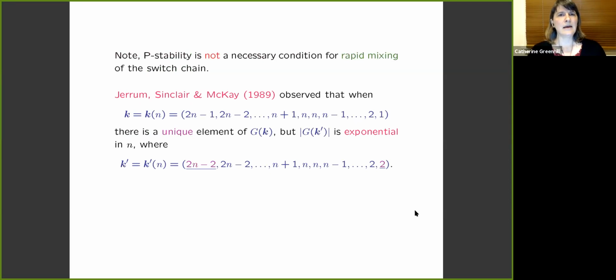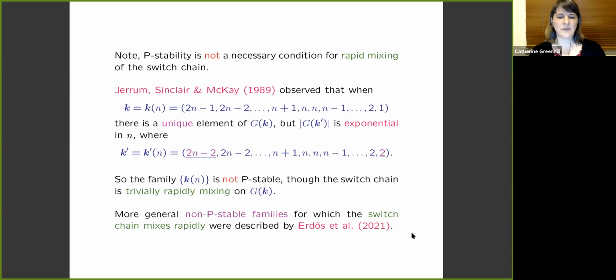Okay. If there is a barrier to rapid mixing for the switch chain, we know it's not P stability. This was observed by Jerrum, Sinclair and McKay back in 1989 and has been generalized recently by Erdős and his team. They gave a family of non-P stable degree sequences for which the switch chain mixes rapidly.